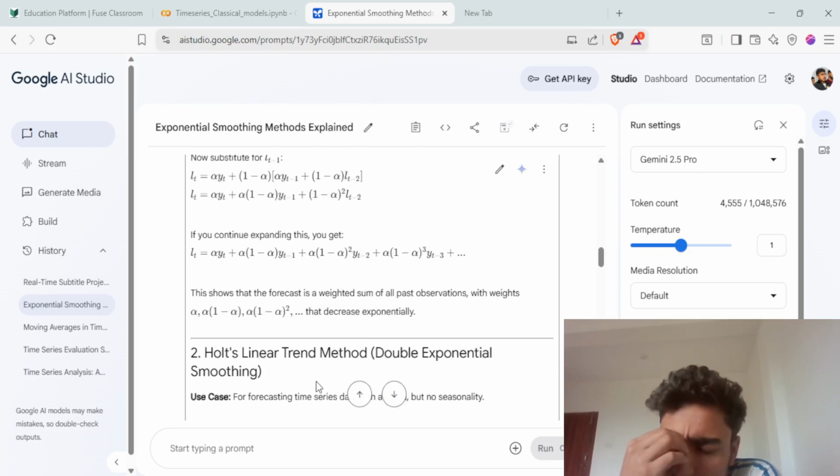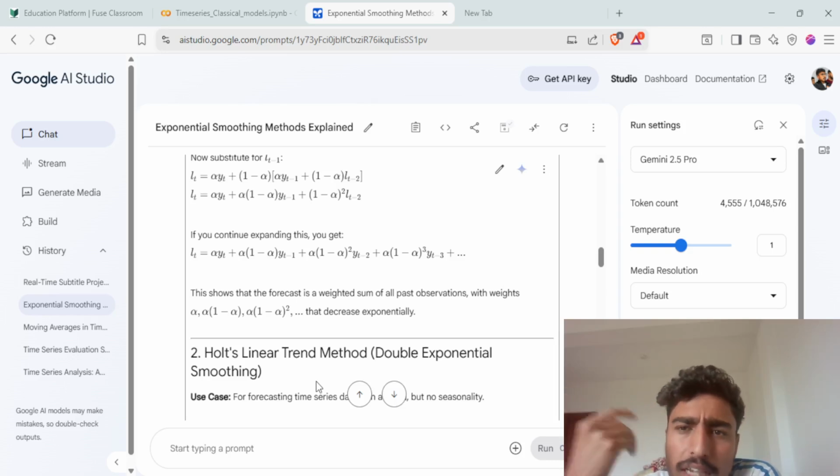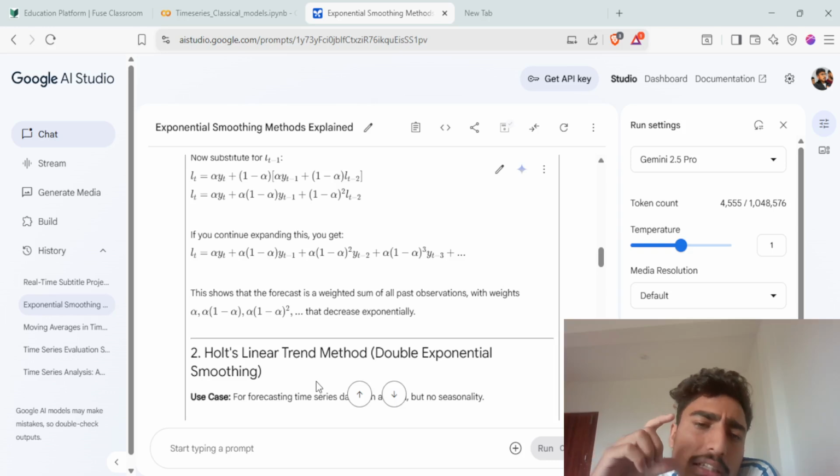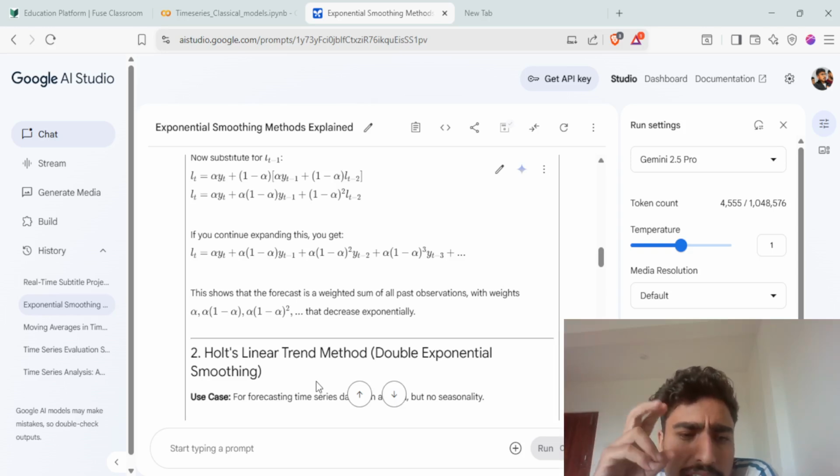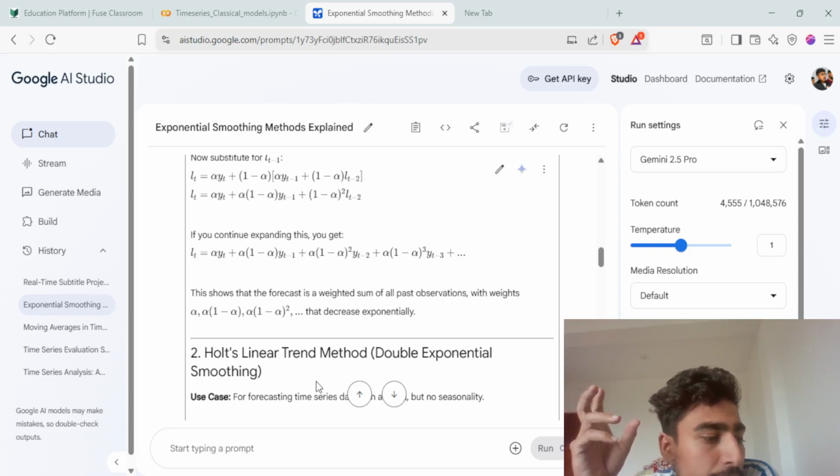The alpha value decreases exponentially. If you raise a small value to a power, it becomes smaller in the next step, and it goes on and on like that. That's how the older data, the older values, get less weight.